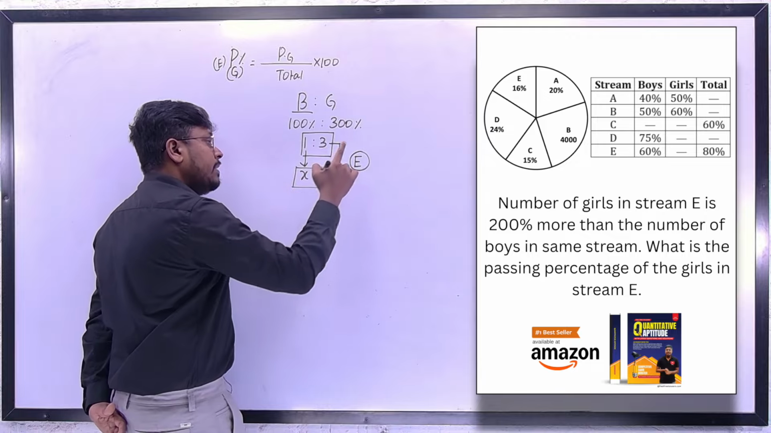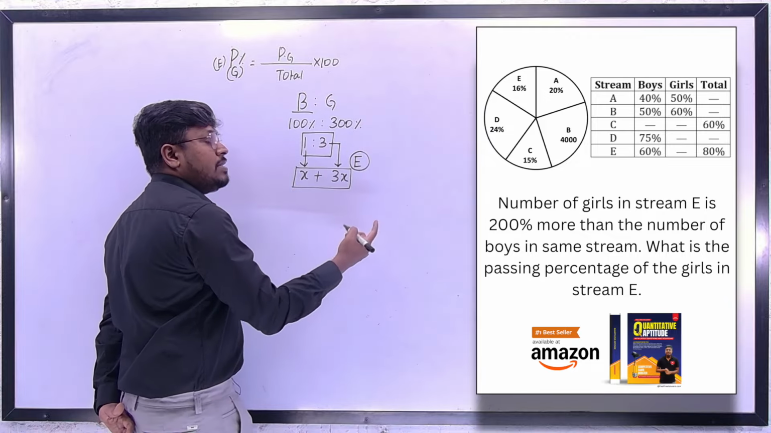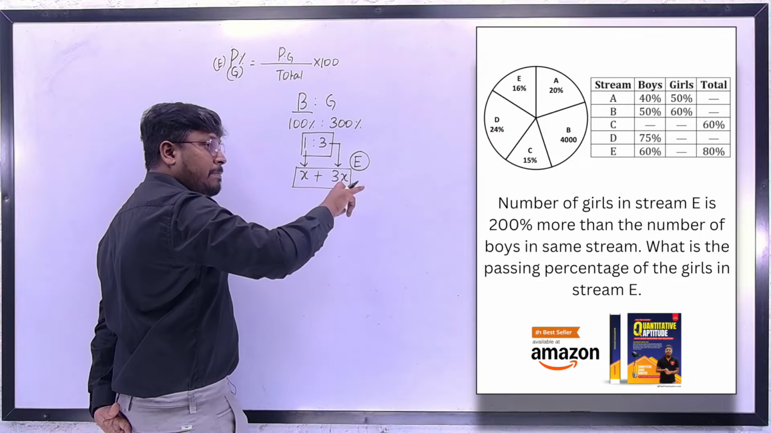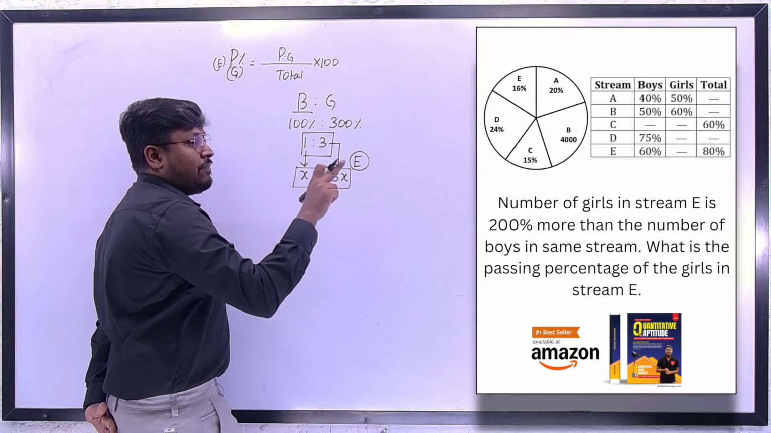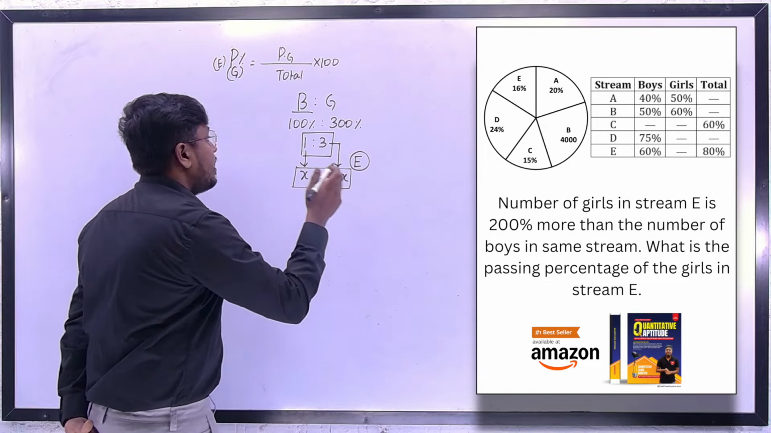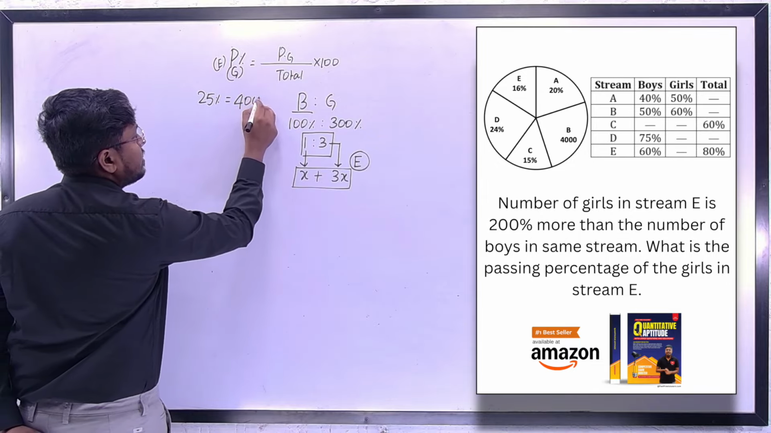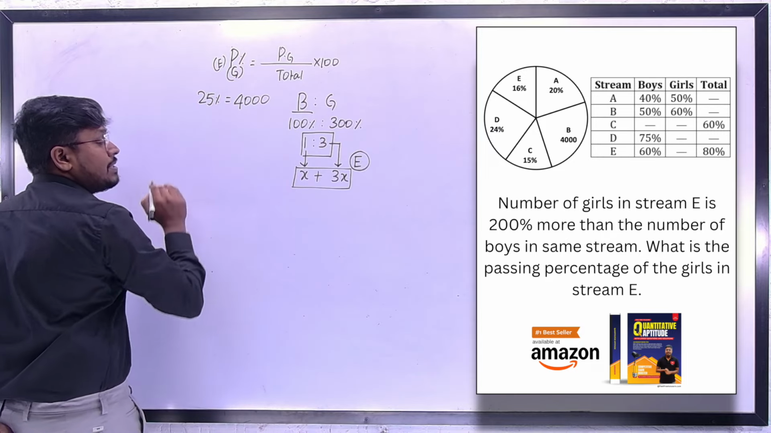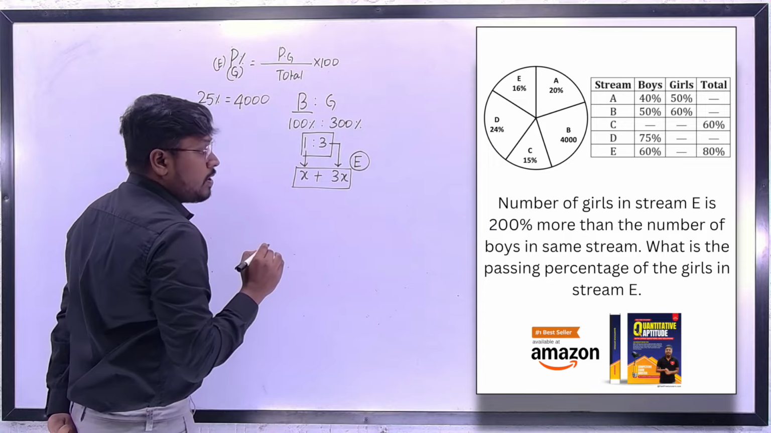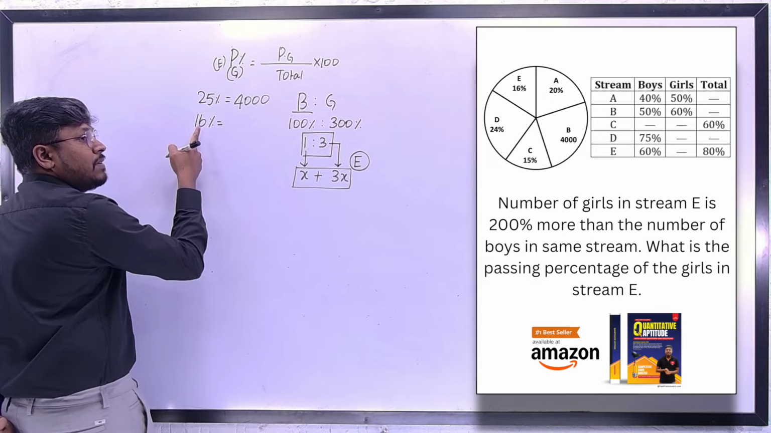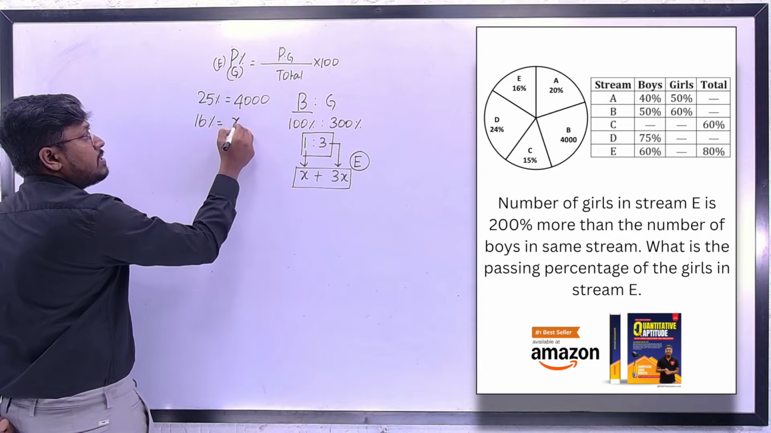Let's find that. We know, according to the pie chart, as I just told you, when you add all the remaining values except E, the value will be 75%. So the remaining is 25%. So 25% is 4,000 according to the pie chart value. Now let's find E. So E is how much? According to the pie chart, 16% will be the students from stream E, which equals X.